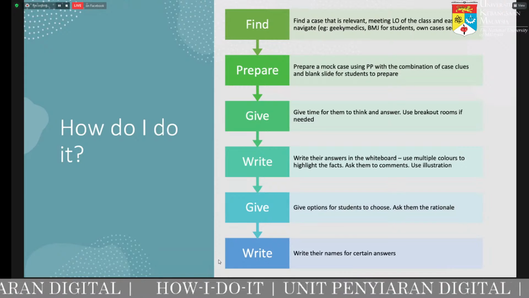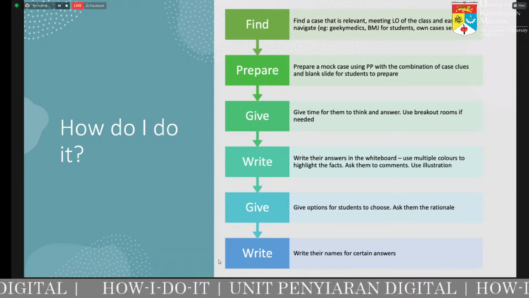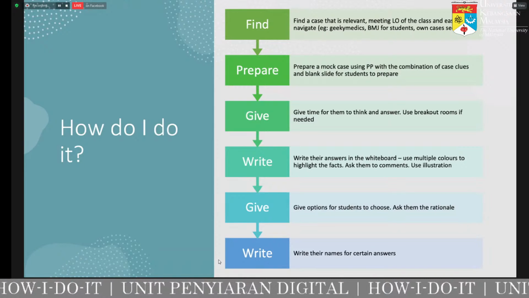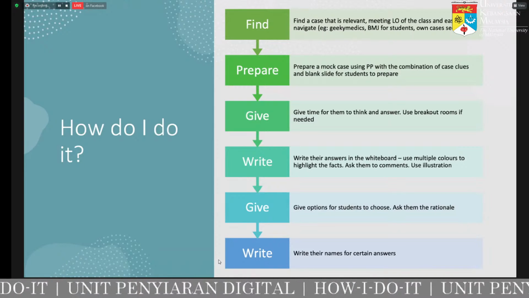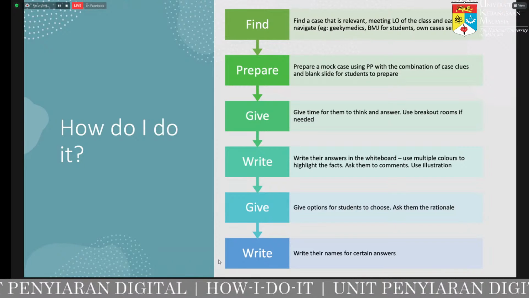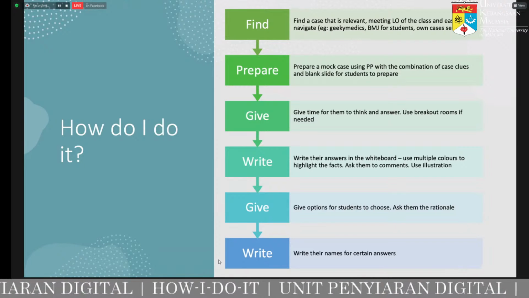And instead of just typing, you can also ask them to drag. For example, how would you manage this patient? Would you admit or treat as outpatient? They have to decide, and they can drag the icon to admit and so on. Then it's a trigger for discussion. That's how I do it.